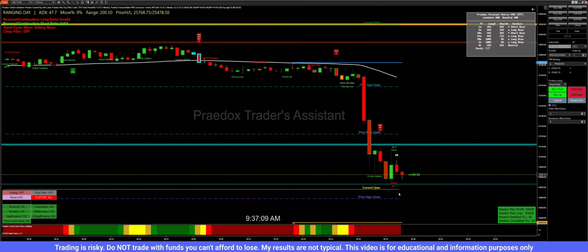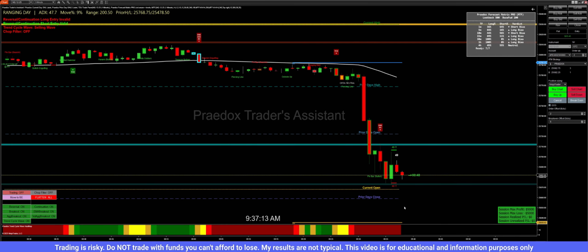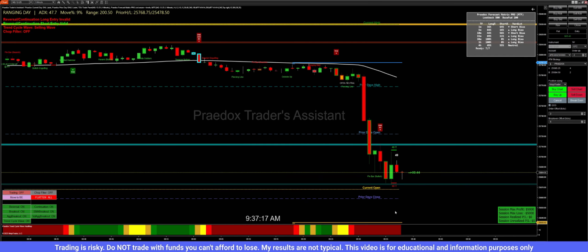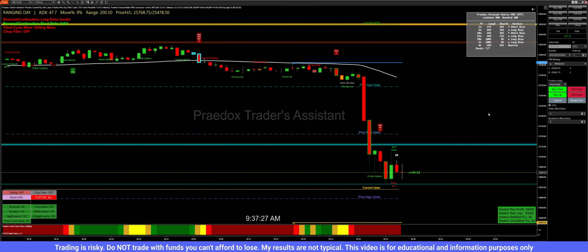We're down near a lot of support, so we're going to be patient here and wait. See if it blows through this prior day close. We might take that break short if it does, right now, 64.36. 15.30, 1 hour, 4 hour are still long. 4 hours are neutral at this point.